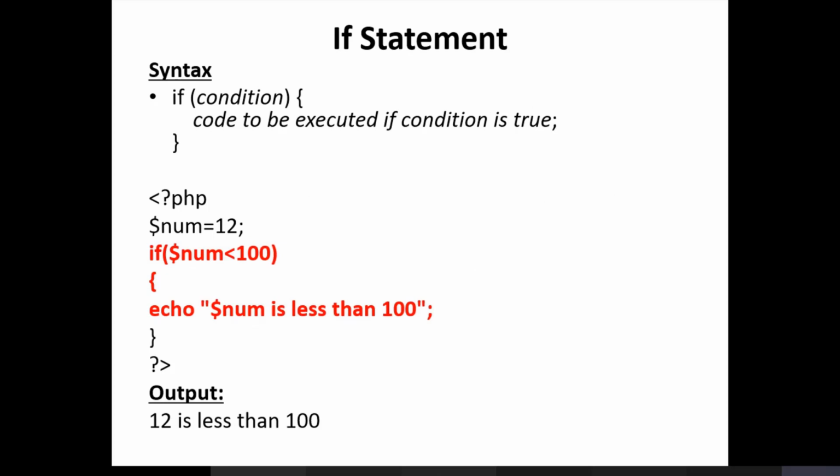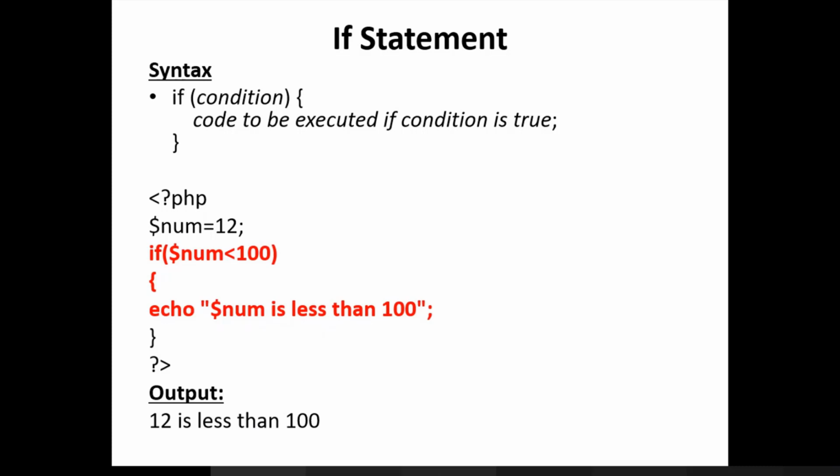So let's discuss all these one by one. First of all is the if statement. The syntax of the if statement is if condition, and then in brackets we write the code that is to be executed if this condition gets true. For example, here the variable num is initialized to 12, and we have a condition: if num less than 100. And in the code, we are writing echo num is less than 100.